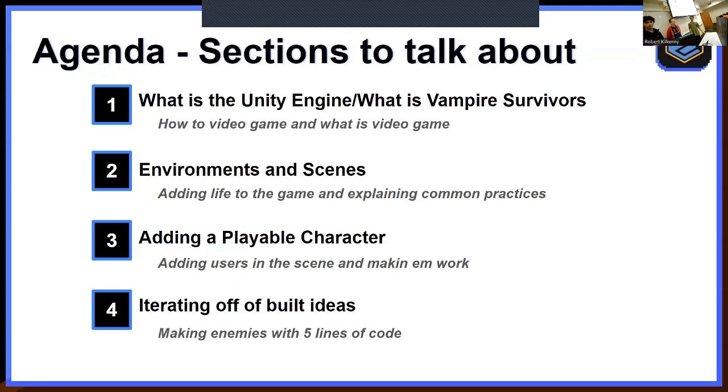Agenda. All right. So again, what is the Unity engine? And the game for cloning is Vampire Survivors. We decided it just looked like it would be a very easy first game to clone. We would add an environment and scenes, so it's not just a blank canvas. Then adding a playable character and enemies, with five lines of code. It really is pretty easy. So yeah, we have our laptops out.